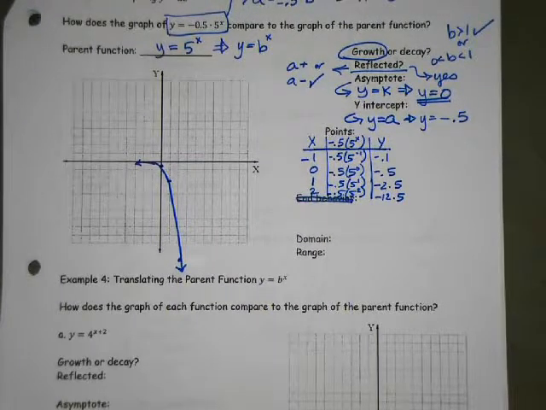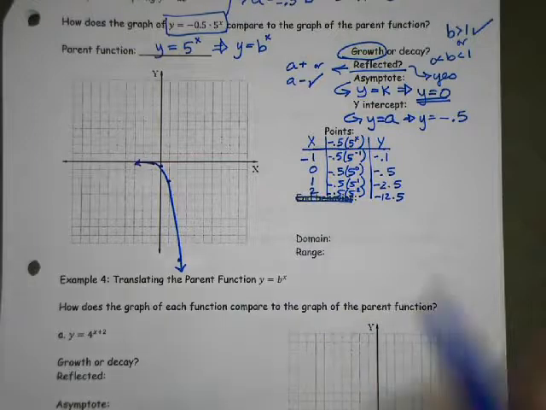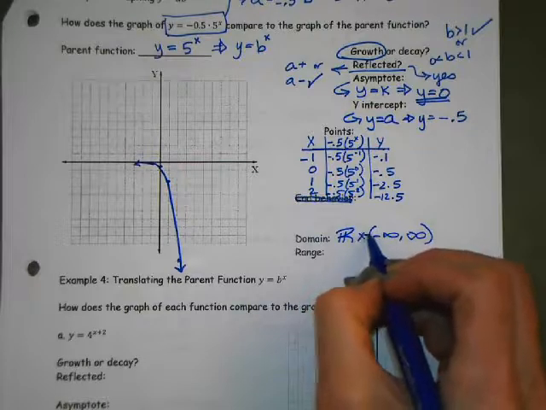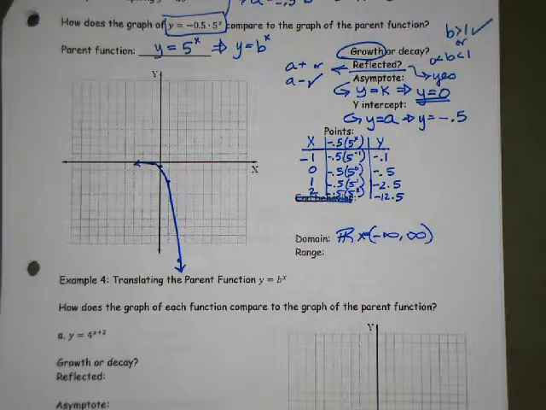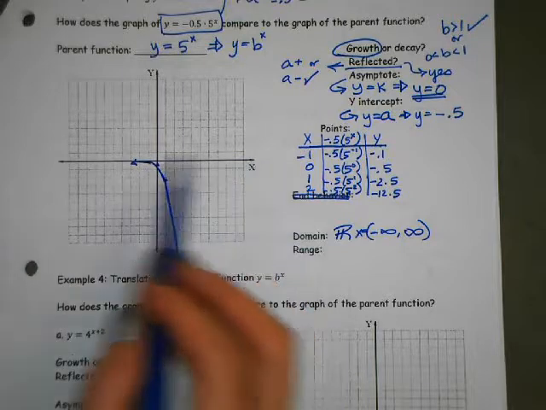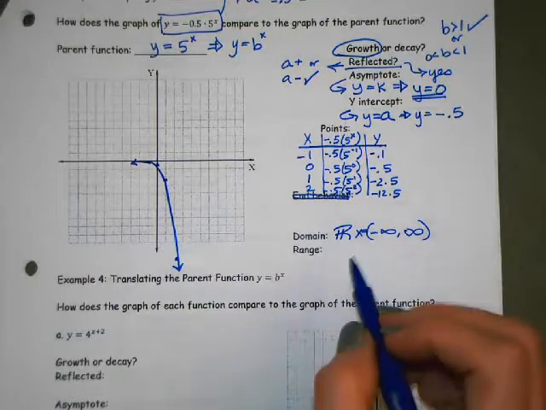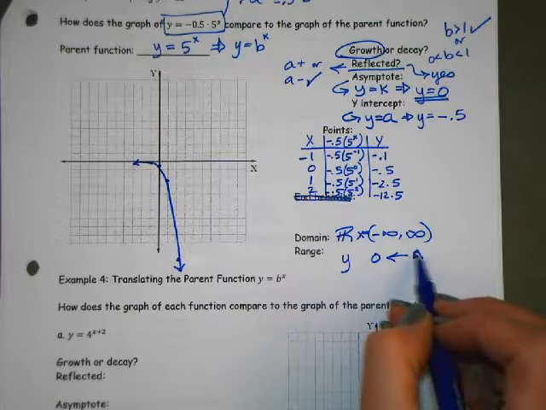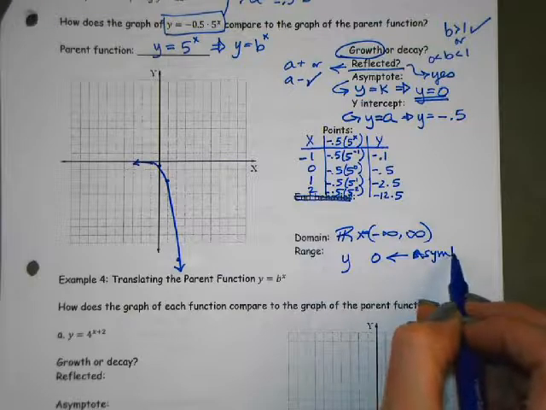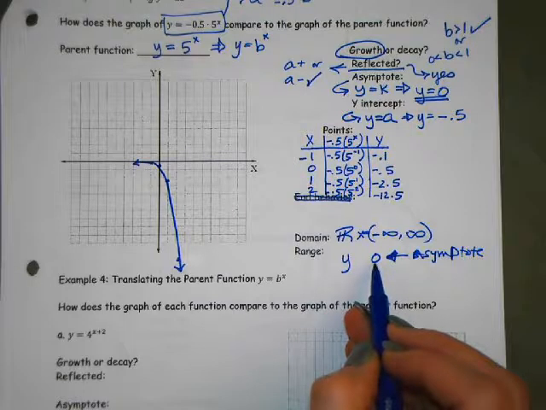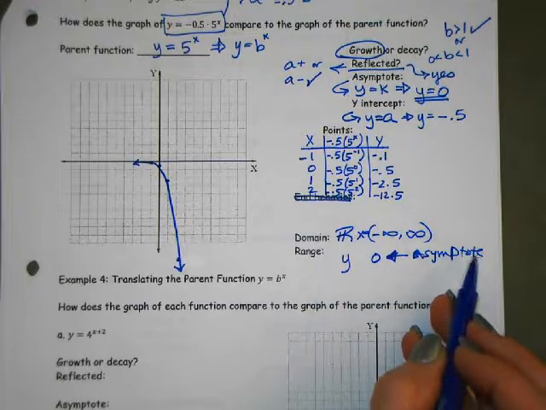Okay, domain. What's my domain again? All real. Alright, so negative infinity to infinity. Alright, what's my range? So, I will never cross what axis? I will never cross the x-axis. So my asymptote is 0. So y is going to have something related to 0. So this is always going to be your asymptote. The value that y is will always be your asymptote. But 0 can be a different number.